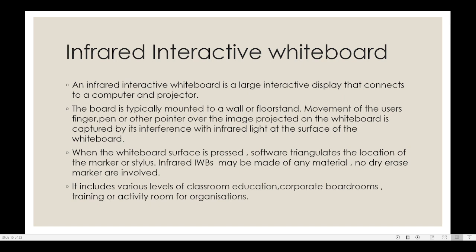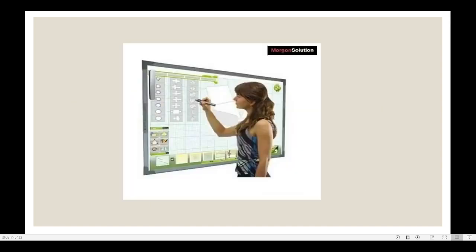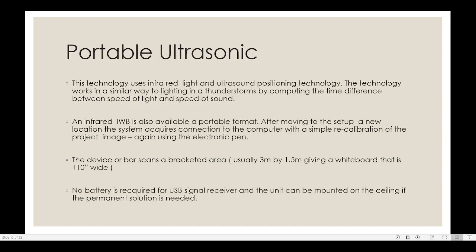So it includes various levels of classroom education, corporate boardrooms, training or activity rooms for organizations. Portable ultrasonic. This technology uses infrared light and ultrasonic positioning technology. The technology works in a similar way to lightning and thunderstorm by computing the time difference between the speed of light and the speed of sound.